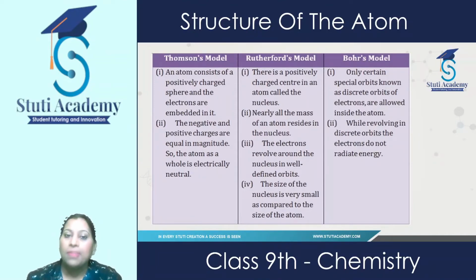Then he said electrons revolve around the nucleus in a well-defined orbit. Then he said the size of the nucleus is very small as compared to the size of the atom. Bohr model: he said there are certain special orbits known as energy shells in which electrons are revolving, and he said while revolving they are not radiating any energy.